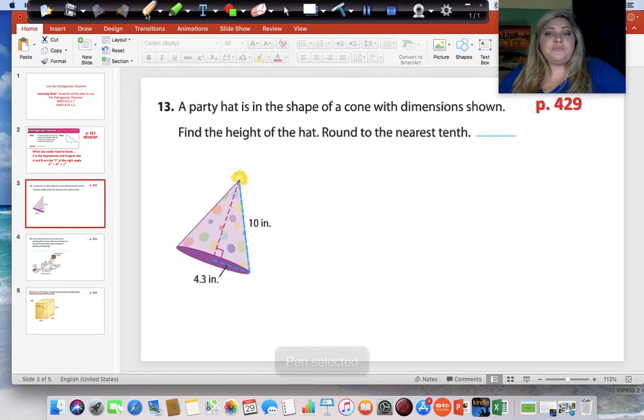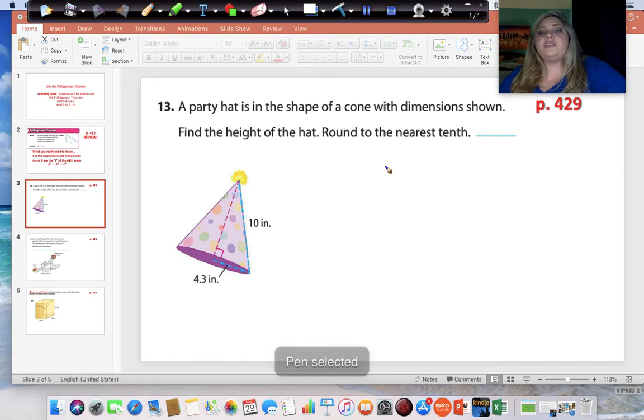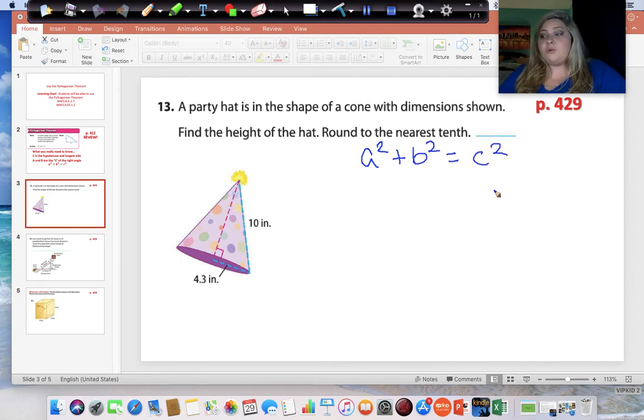All right, now we are using what we have learned. We are using the A squared plus B squared equals C squared to solve these problems. So it says a party hat is in the shape of a cone with dimensions shown. Find the height of the hat, round to the nearest tenth. You'll notice in this problem it does not say use the Pythagorean theorem to solve for the missing side length, okay? It doesn't say these words. What it says is find the height of the hat.